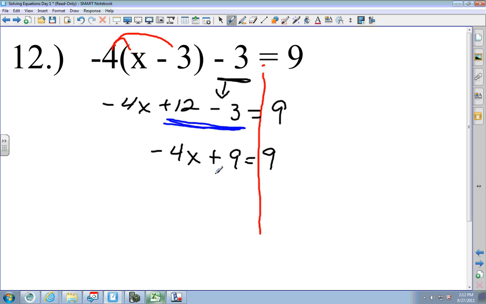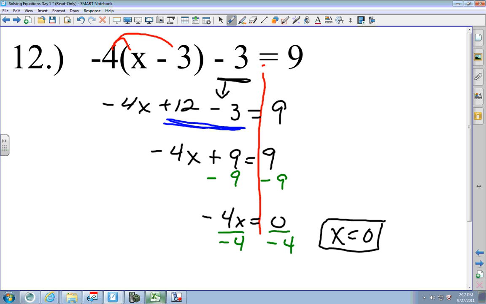Solve it like a regular equation. Subtract 9 from each side. I get negative 4x equals 0. Divide by negative 4, and x equals 0.